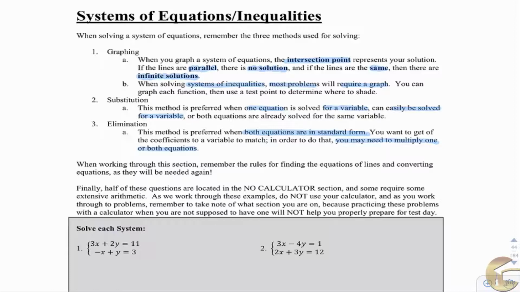So let's go ahead and see what these look like. Again, you can read this little paragraph, but that's something you can do on your own. But let's go ahead and try some of these examples.